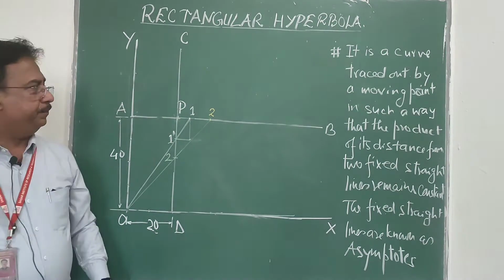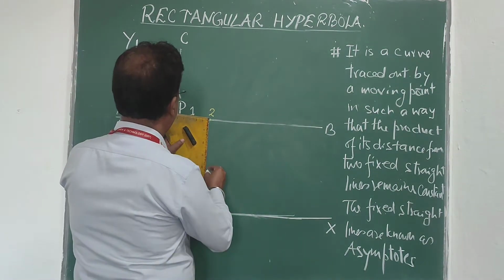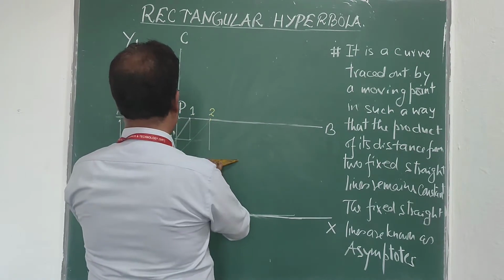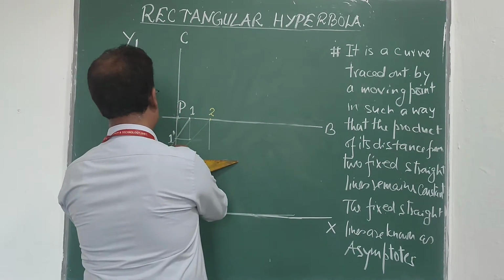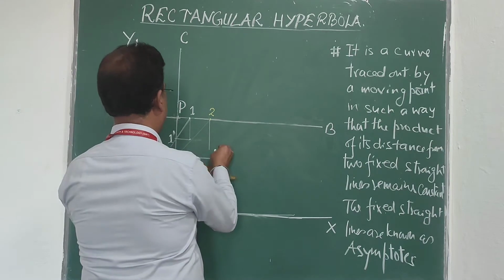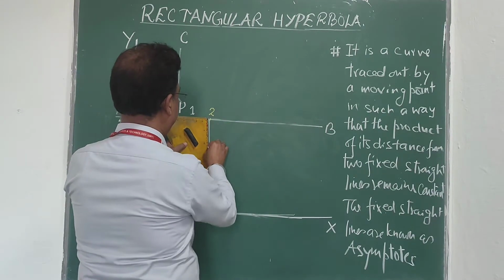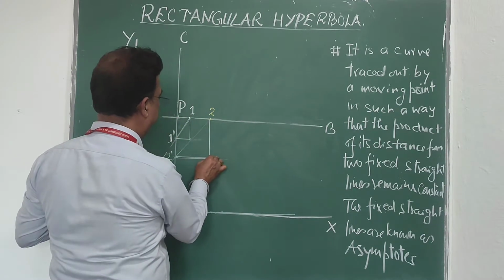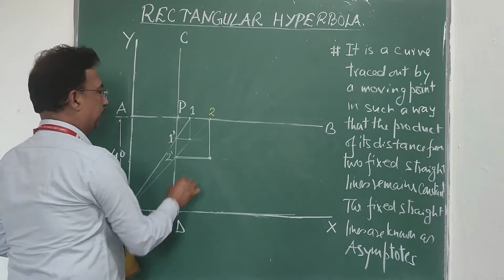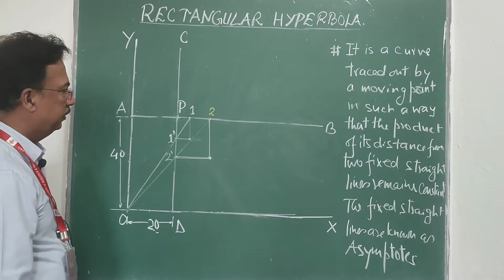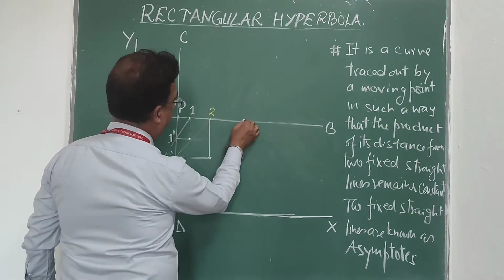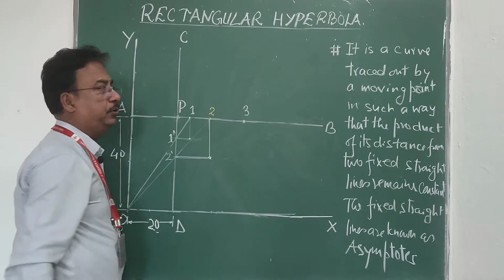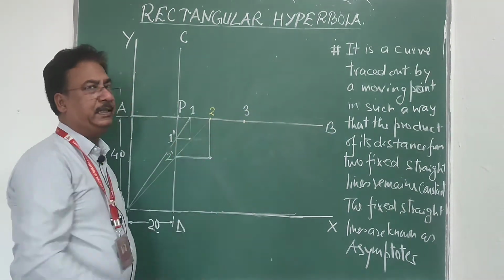Now from this 2, draw a line parallel to OY, and from this 2 dash draw a line parallel to OX. Again the intersection of these two lines will be the point of the curve, that is our rectangular hyperbola. Next, moving further, we will mark another point 3. What am I going to do? I am going to increase the distance in the horizontal line.